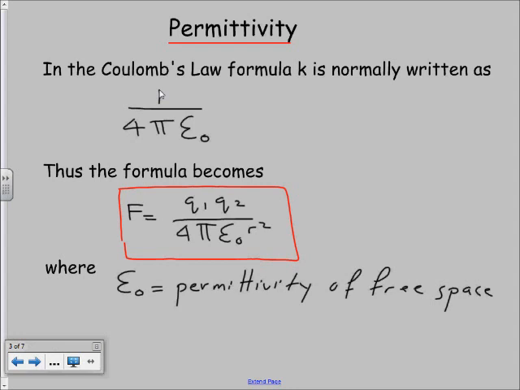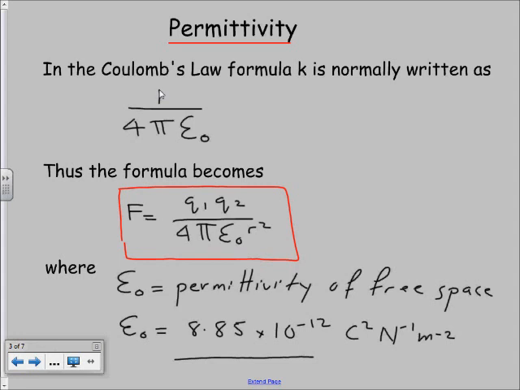If you had some plastic, something with much more insulating properties, then the permittivity would be significantly different. And epsilon 0 is equal to 8.85 by 10 to the negative 12 coulombs squared newtons to the negative 1 meters to the negative 2. So if you did the previous example putting in 4 pi times this value of epsilon instead of the K value, you should get the same numerical answer.